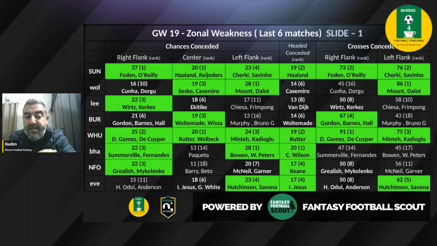Nottingham Forest, on the other hand, could actually exploit the weaknesses of Everton, particularly from the left flank, given that they have considered 23 chances and are ranked fourth worst. So this is something that we could see. But Keane could also do well with 17 headed chances considered, and they are ranked fourth worst.